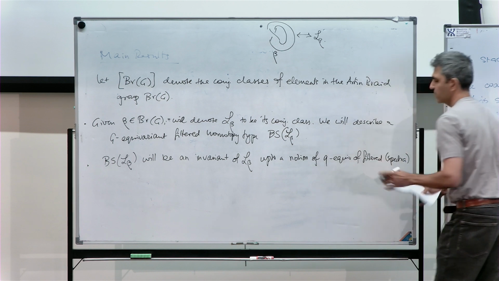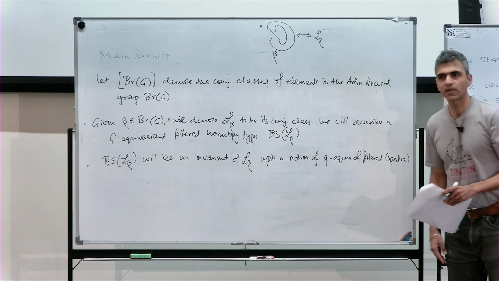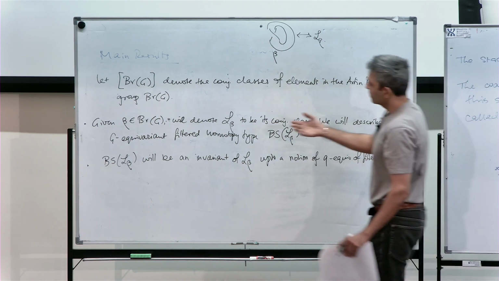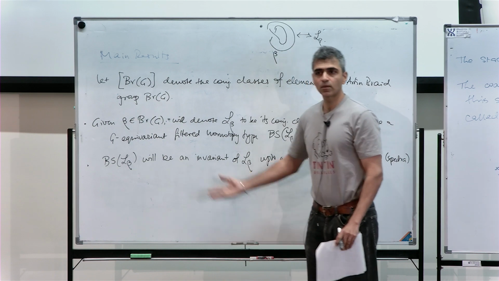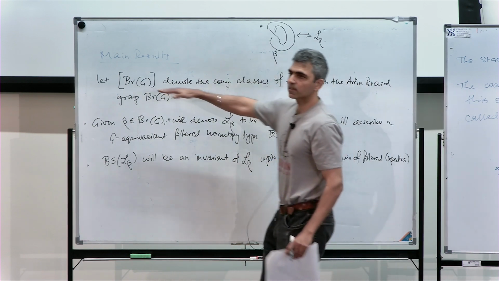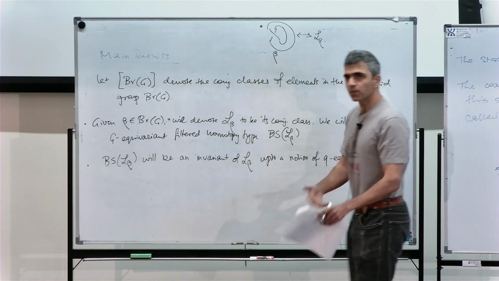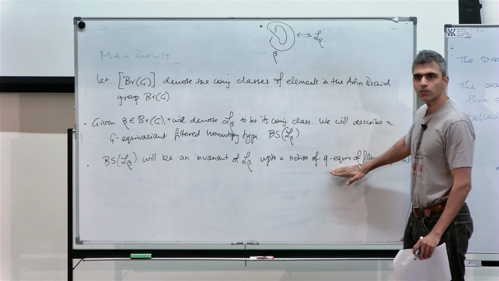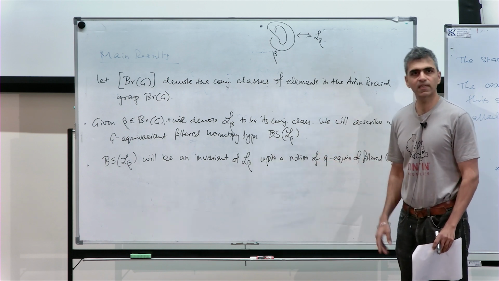Okay, so if you don't know what spectra are, don't worry about it. Just think of spaces. So I'm going to describe a filtered homotopy type. That filtered homotopy type is going to be a link invariant. In other words, it's going to be an invariant of a conjugacy class up to a notion of equivalence, which I call quasi-equivalence. And I will maybe mention a word about that equivalence at a later point.